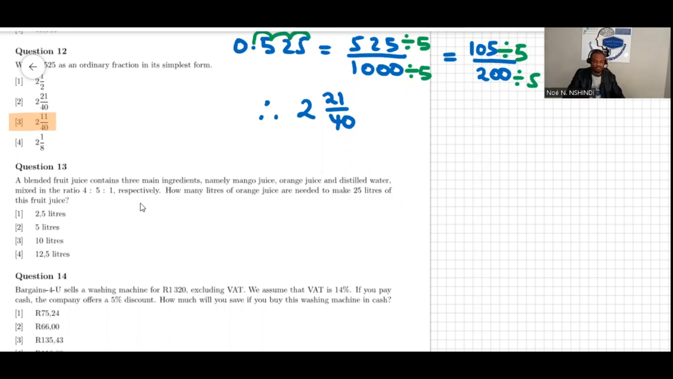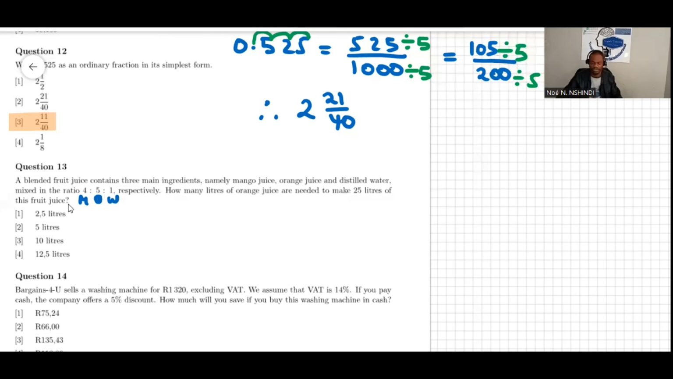Okay. The ratio is 4 to 5 to 1. So 4 is for mango, because they say respectively: mango, orange, and distilled water. Now they ask how many liters of orange juice are needed to make 25 liters of fruit juice. So all the fruit juice together will be 25 liters. In the fruit juice, some parts come from mango, some from orange juice, some from water.